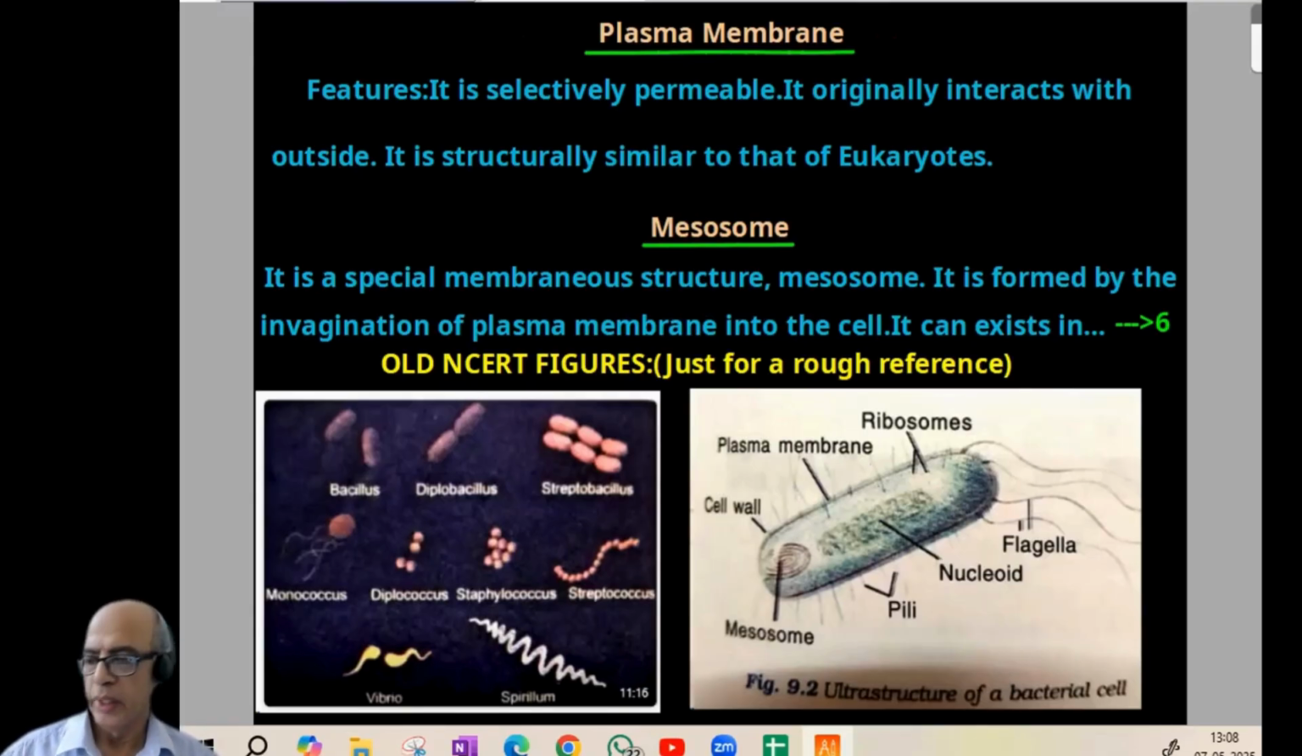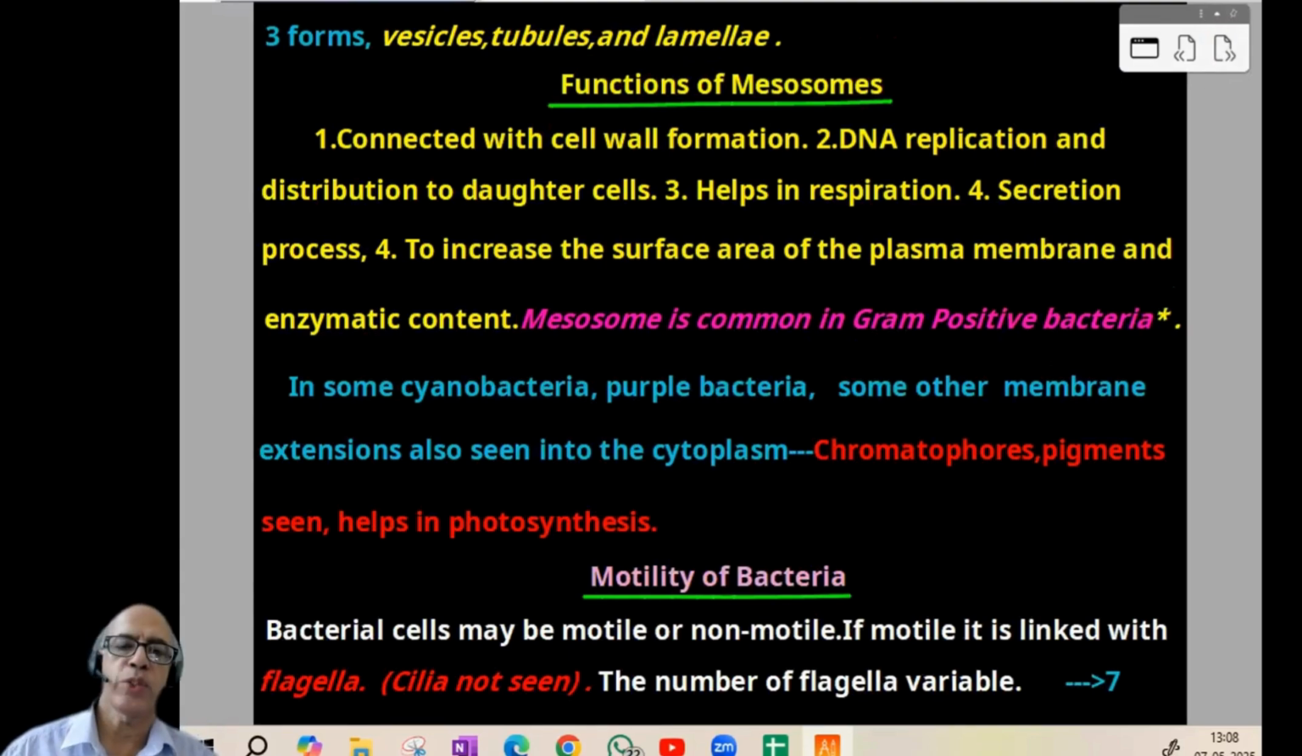That is the mesosome. The mesosome can exist in three forms. What are the three forms? A famous question: one is vesicles, second is tubules, and third is lamellae. Now, as usual, functions of the mesosome. The mesosome is connected with cell wall formation, directly important from NCERT, DNA replication and distribution to daughter cells. It helps in respiration like mitochondria in prokaryotes, and in the secretion process, to increase the surface area of the plasma membrane and enzymatic content.